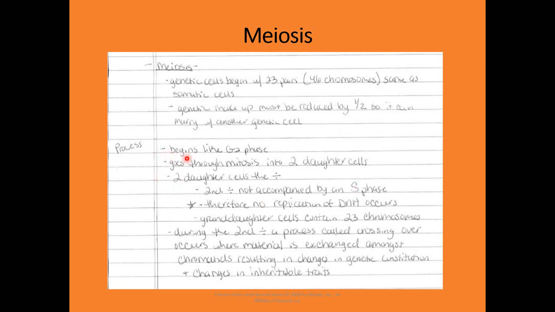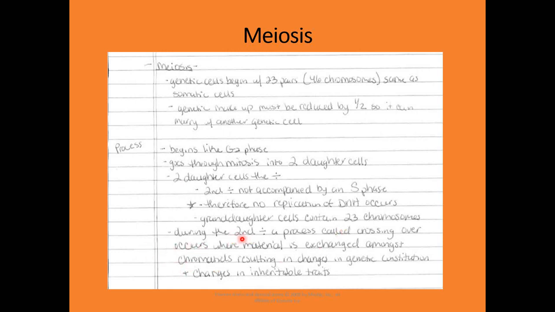The process begins just like G2 and goes through mitosis into the 2 daughter cells. And then those 2 daughter cells divide. So that second division is not accompanied by an S phase. So during that second division, you're not getting the replication of DNA. The DNA is literally unzipped and cut in half. Those granddaughter cells that form contain 23 chromosomes.